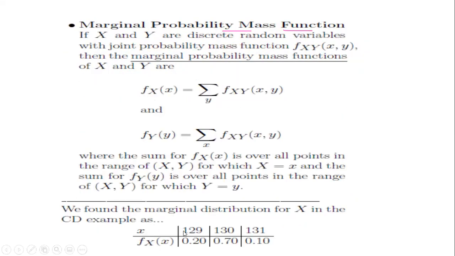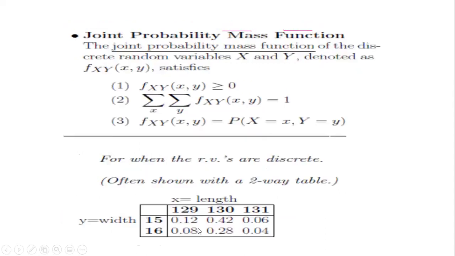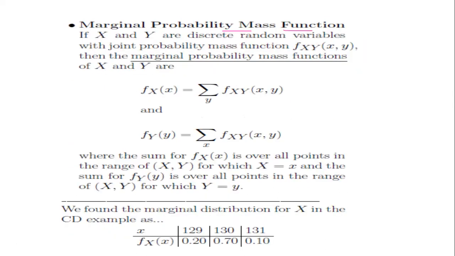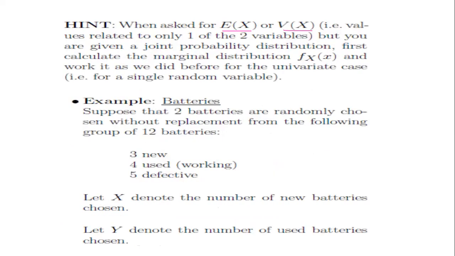if I find the expected value of the length X, X is the length, right? This is the table here. If I tell you to find the expected value, that's easy, right? What is it? 129 into this plus 130 into this plus 131 into this. So that's the expected value. For that, you first have to find the marginal. So whenever you're given a joint distribution table and you're asked about the expected value or the variance of one of the variables, first find the marginal and then calculate the expected value. That's the only way to do that.